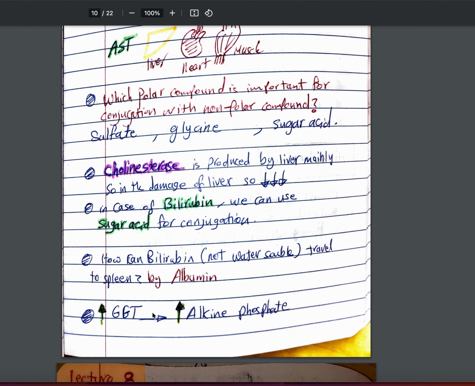Why do GGT and alkaline phosphatase increase in this case? Because both of them are membrane-bound enzymes, present just in the hepatobiliary system. Once there is damage to this system, gamma glutamyl transferase and alkaline phosphatase increase, especially in alcoholic patients, which causes damage to the liver.